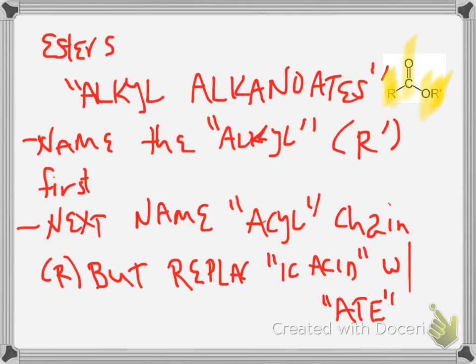The first word is the name of the alkyl group, which is designated by the R prime in this instance here. Then the second word is the name of the acyl chain, the R group, but you replace the ic acid, if it was a carboxylic acid, with the ending ate. So the hardest part here is really trying to determine which is the alkyl group and which is the acyl group. So let's just do some examples.